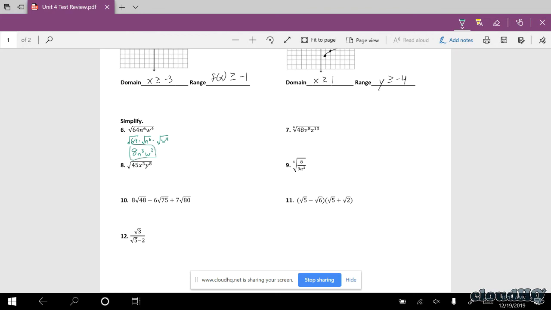I'm going to jump down to number 8 before I do number 7. 8 is a square root also. Number 7 is a 4th root, so I think 7 is a little trickier. So look at 8. You can break them apart again.